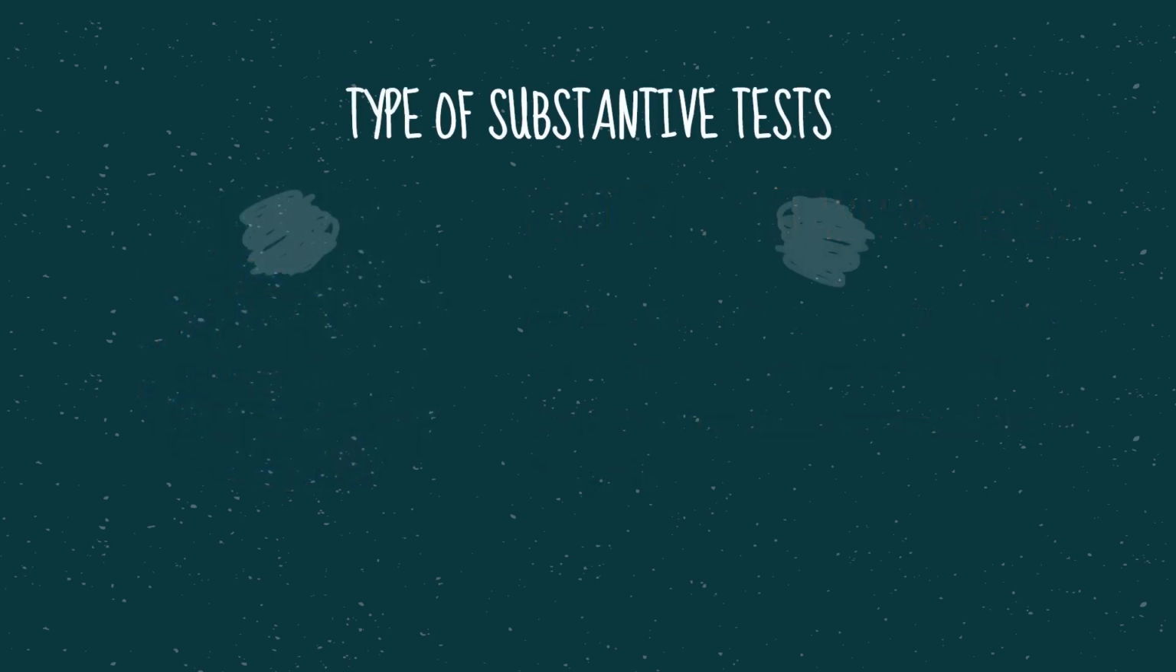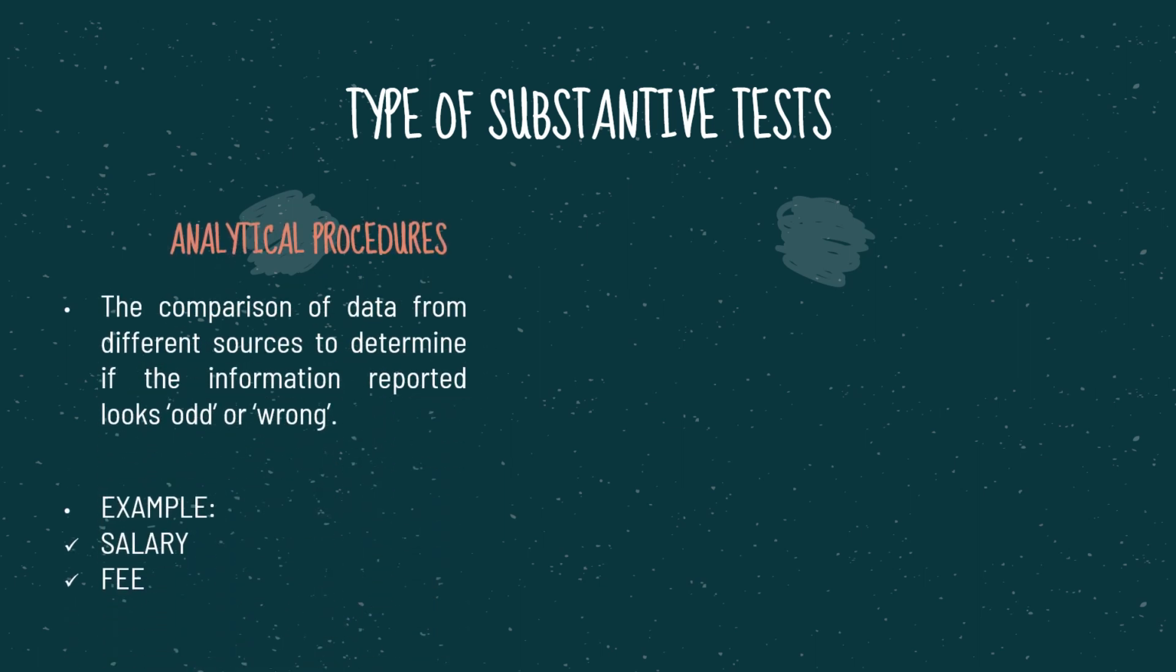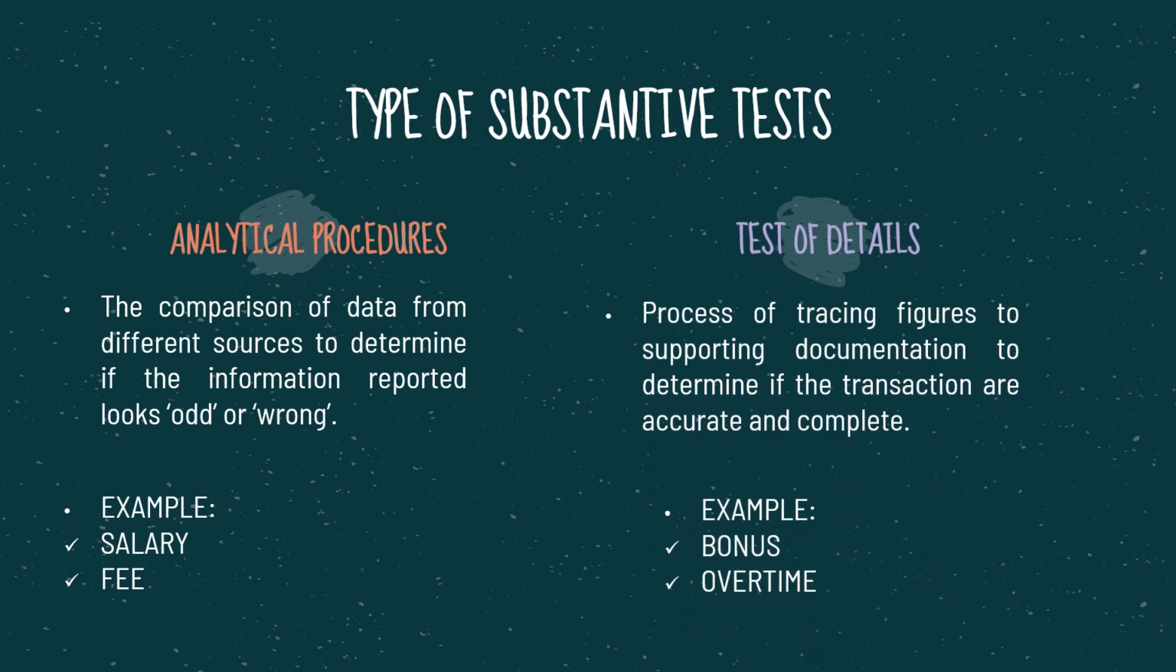Next, we move to the types of substantive test. Substantive test has two types, which are first analytical procedures and second test of details. Analytical procedures is the comparison of data from different sources to determine if the information reported looks odd or wrong. And test of details is the process of tracing figures to supporting documentation to determine if the transactions are accurate and complete.